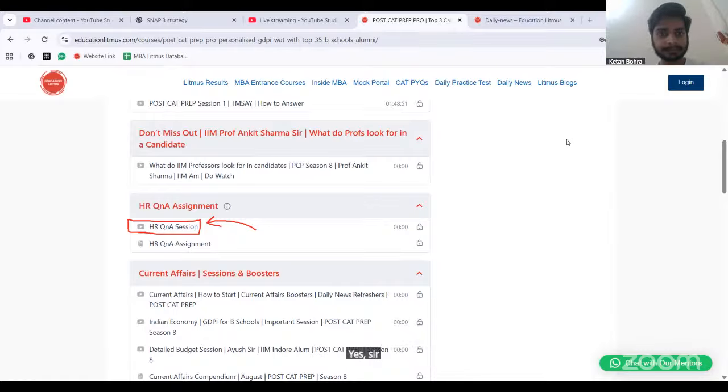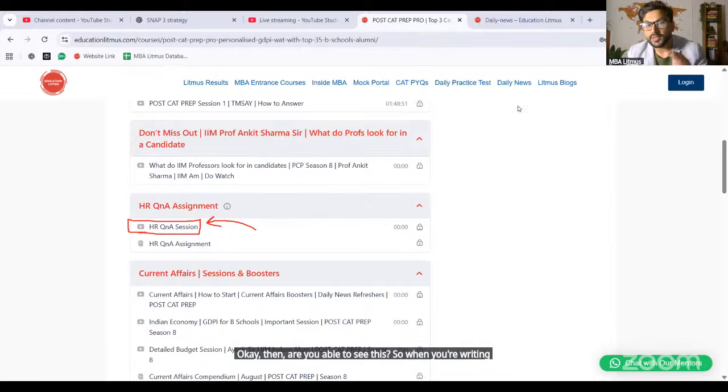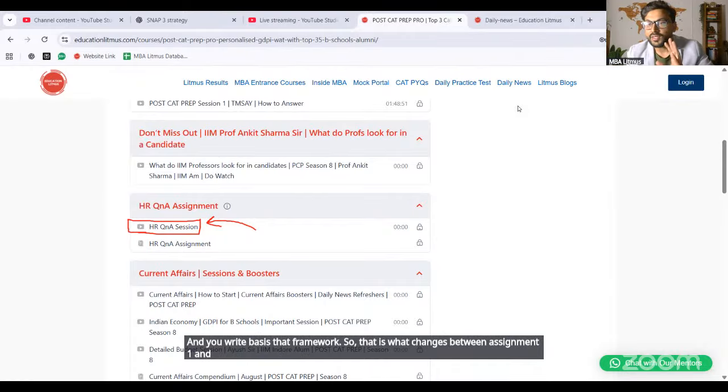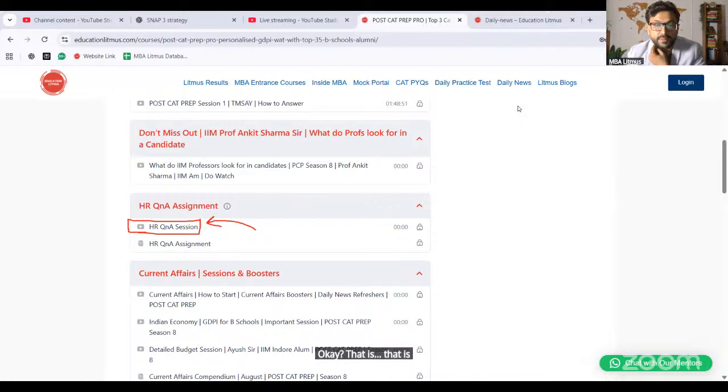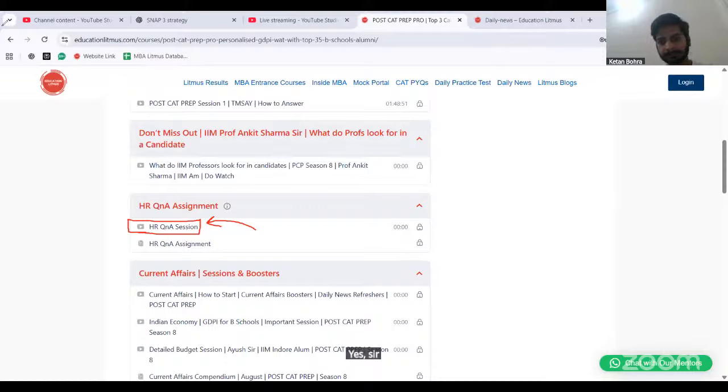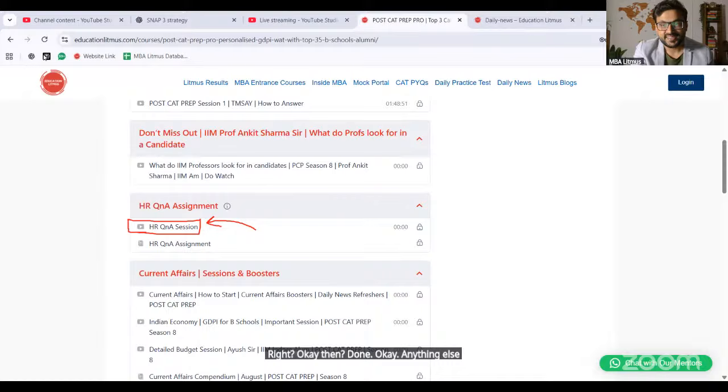Yes, sir. So when you are writing your second assignment, you have a template, you have a structure, you have a framework, and you write basis that framework. So that is what changes between assignment 1 and assignment 2. Assignment 1 gives us a very raw picture of what it is that you think. Okay, that is how we are able to understand the motivations a little better. Getting to know the candidates as they are is equally important. Right, Ketan? Yes, sir. Got it. Done. Okay. Anything else, guys?